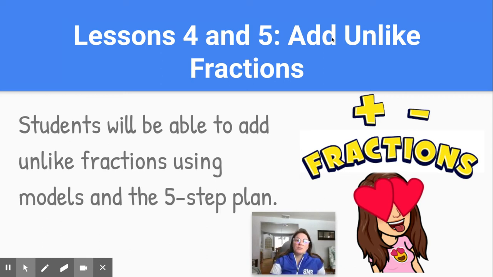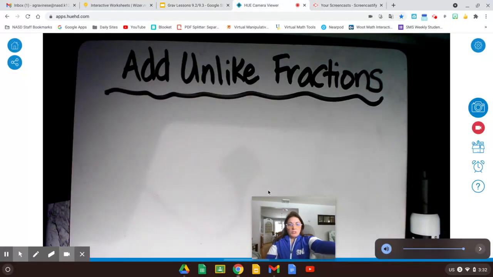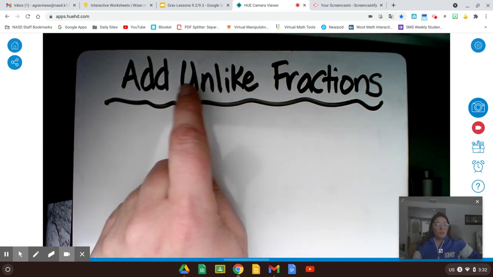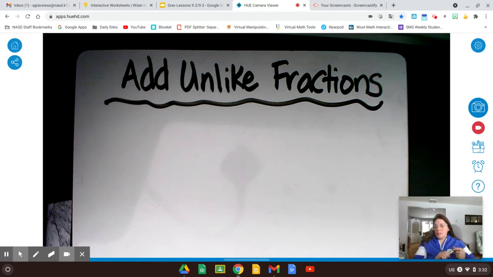Today we are in chapter 9, looking at two lessons, 4 and 5, adding unlike fractions. Students will be able to add unlike fractions using models and the 5-step plan. All right, so today let's first talk about what it means to be an unlike fraction. Unlike fractions are fractions that have different denominators.